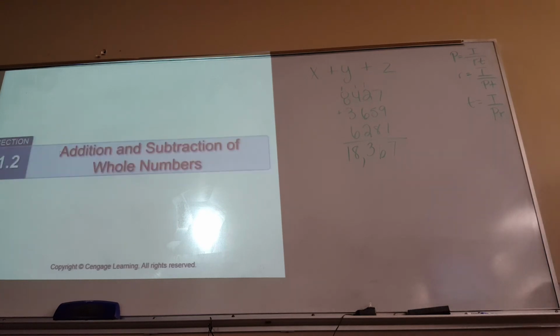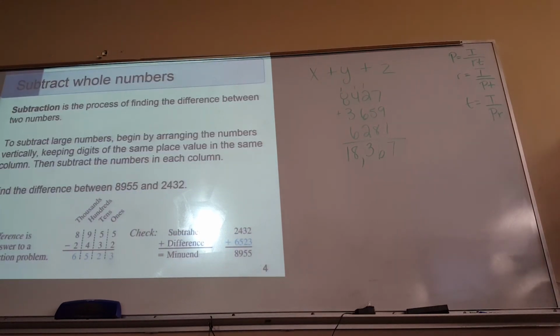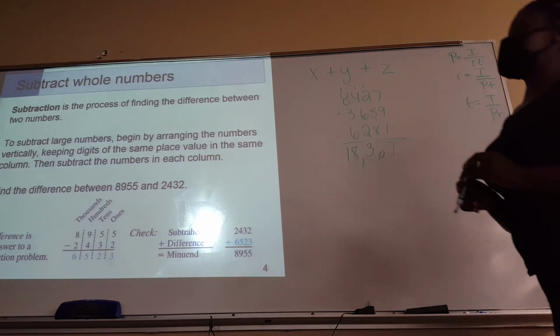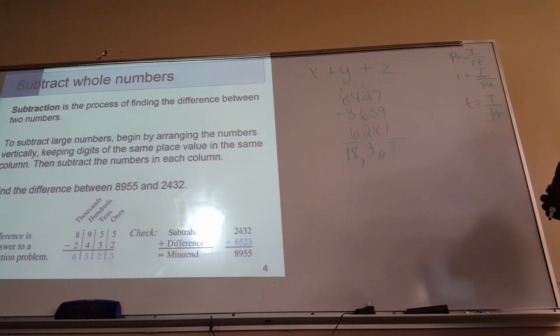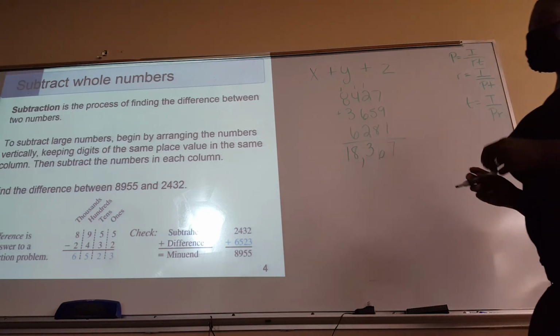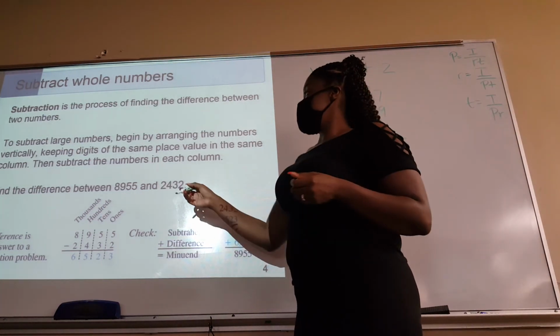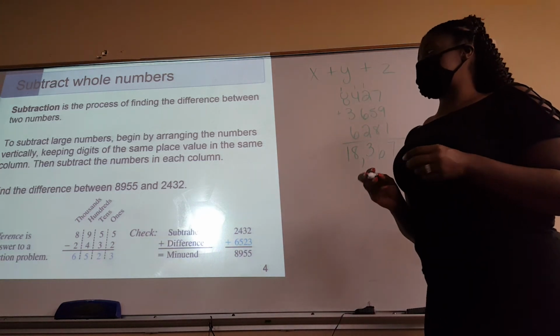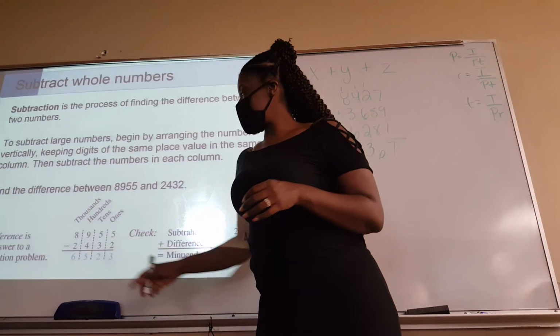All right, so in this second section, we're still working with adding and subtracting, but now we're going to subtract whole numbers. So subtraction is the process of finding the difference between 2 numbers. To subtract large numbers, begin by arranging the numbers vertically, keeping digits of the same place value in the same column, then subtract the numbers in each column. So here they're showing you how to find the difference between 8,955 and 2,432.